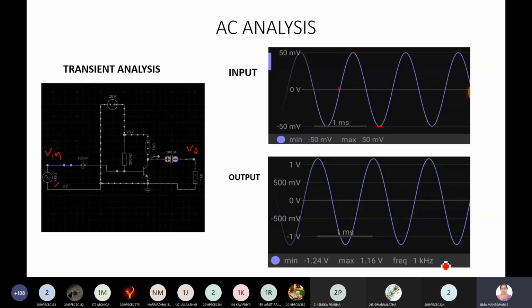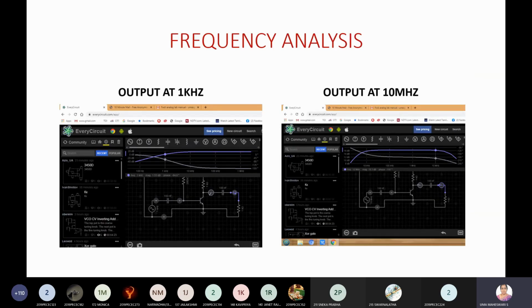But you know that our aim is always to get faithful amplification. So when I give a small millivolt signal, I'll be getting a proper amplified output signal in volts. So this is one type of analysis. And the next type of analysis is, as I told you, with respect to frequency. Because in your EC1 theory, you know that your fourth unit is nothing but the frequency response of amplifier.